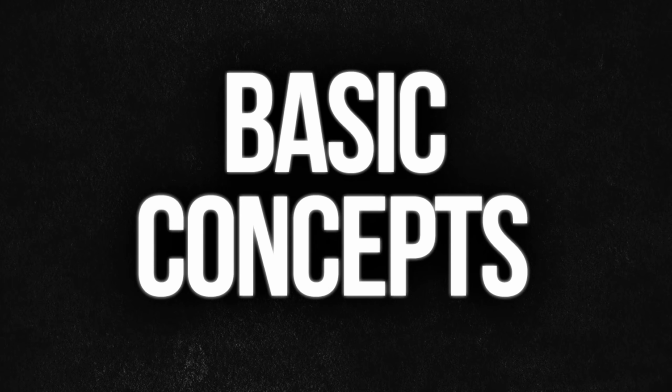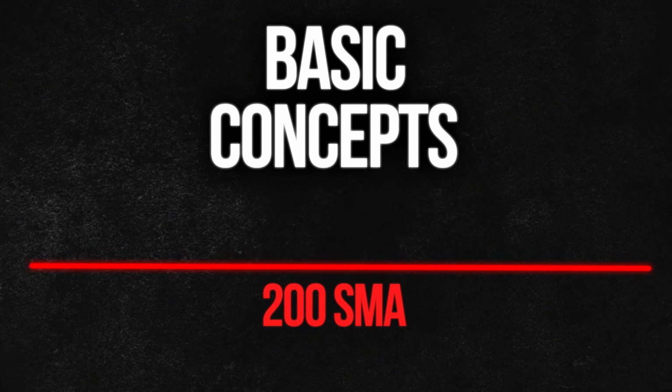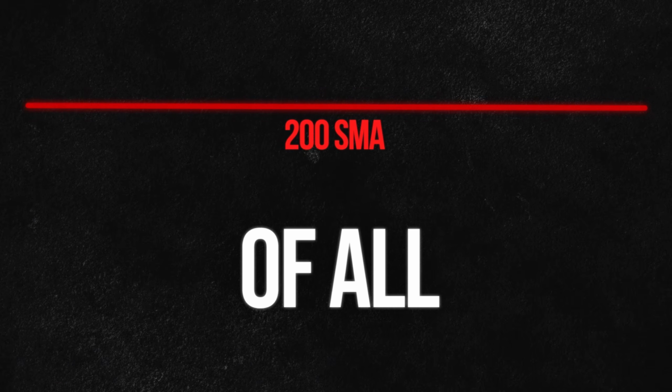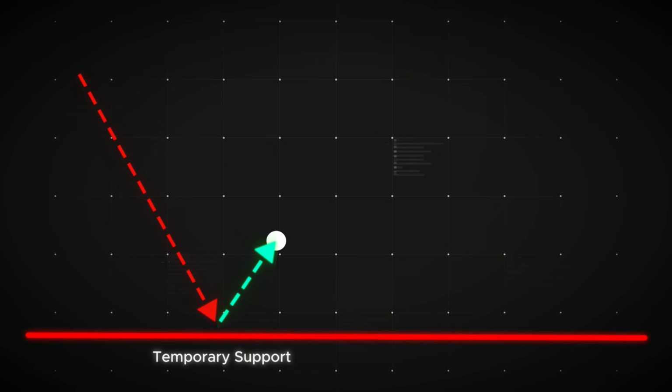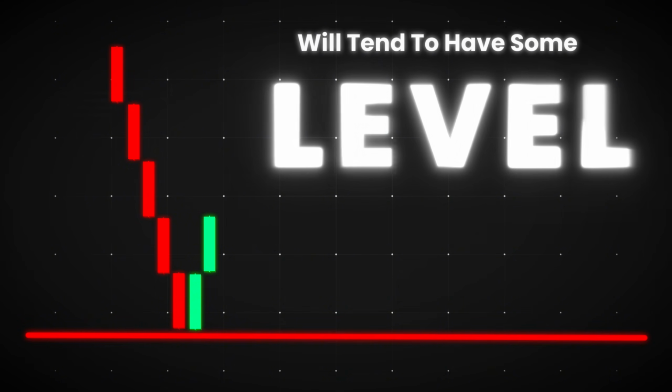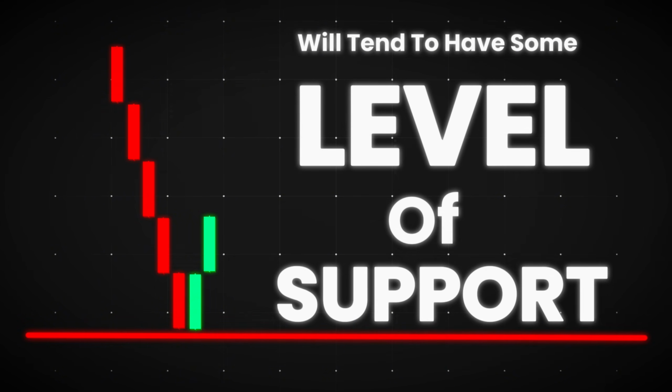Let's cover some basic concepts about the 200. The 200 period moving average is the granddaddy of all moving averages. It is the most powerful moving average of all. As we know, if a stock is above the 200 and drops to the 200, there will tend to be at least temporary support. So there will tend to be some halt and rebound of some sort, and that is what you see here. So we start from above the 200, we come down to the 200, and there is some reaction off of the 200. The 200 will tend to have some level of support if you're coming from above it.